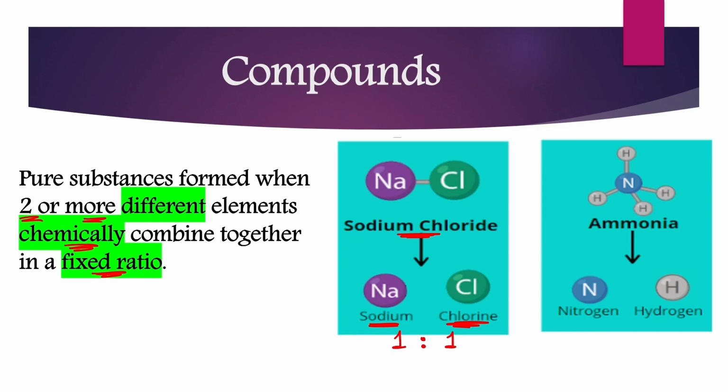Let's take the other example, ammonia. Ammonia is composed of two different elements, nitrogen and hydrogen. How many nitrogen atoms do we have here? We have only one nitrogen. How many hydrogen atoms do we have here? We have 3 hydrogen. So this is the ratio of the sodium chloride, 1 to 1, and this is the ratio of the ammonia.